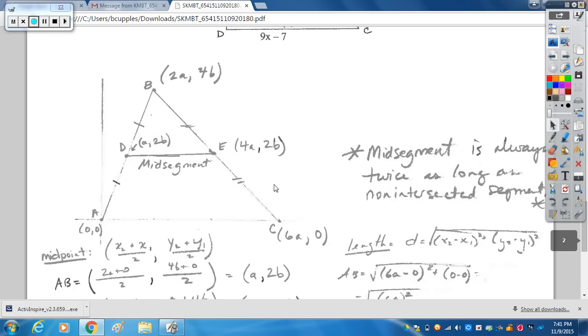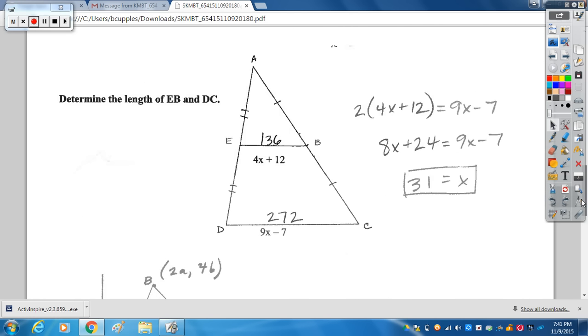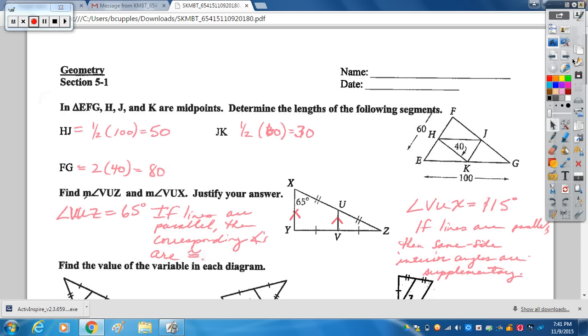So this mid-segment, if I double it, will always equal the non-intersected segment. So over here I wrote this down, and this is incorrect. This should be the non-intersected segment. So the non-intersected segment is always twice as long as the mid-segment. Okay? So again, parallel to, and this segment, if I double it, I get this one. If I take half of this, I get this one. Okay? So with that being said, let's take a look up here at some of these problems.